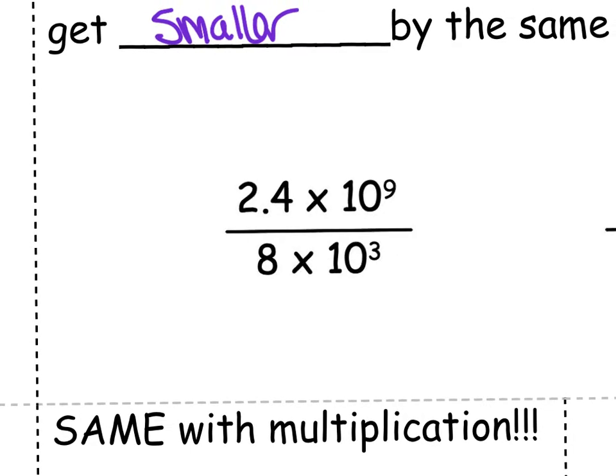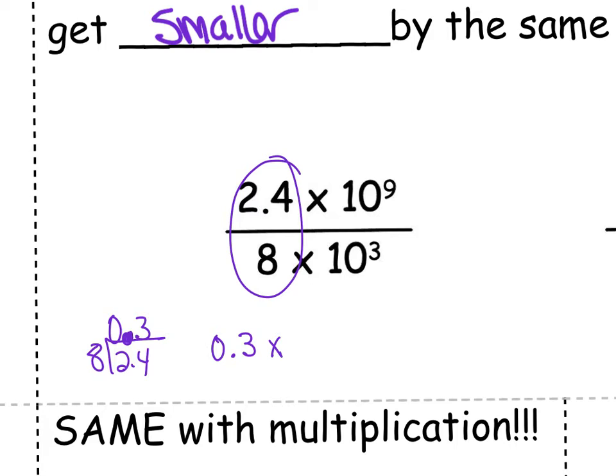All right, so here we're going to deal with our numbers first. So off to the side, I'm going to do 8 divided by 2.4. Here's my decimal. 8 doesn't go into 2. It goes into 24 3 times. So I have 0.3 times. Then I'm going to look over here at my powers. When I'm dividing powers of the same base, I subtract. So 9 minus 3 is 6.